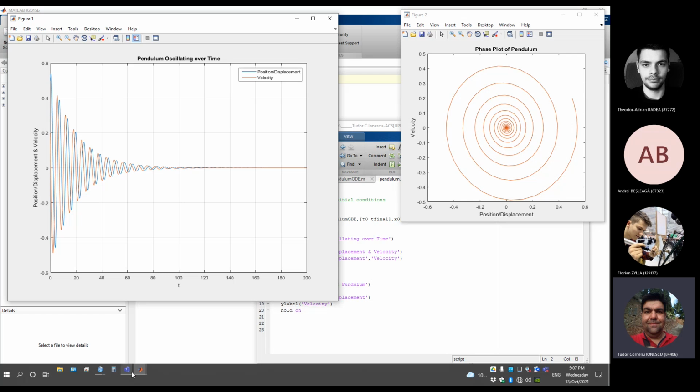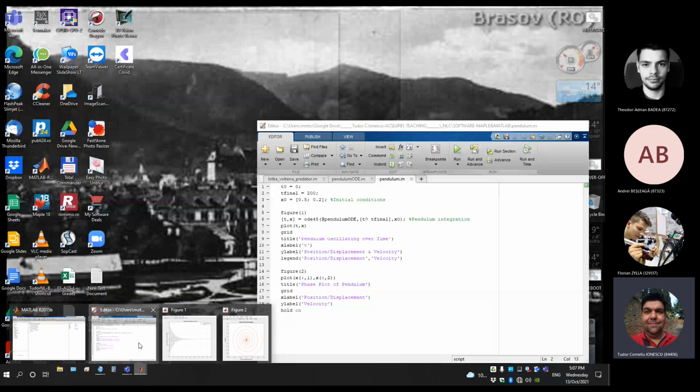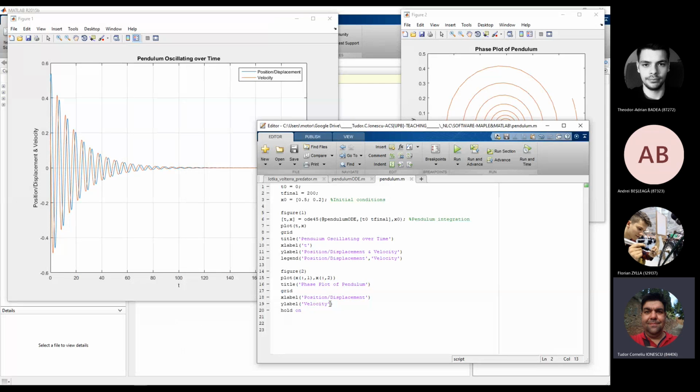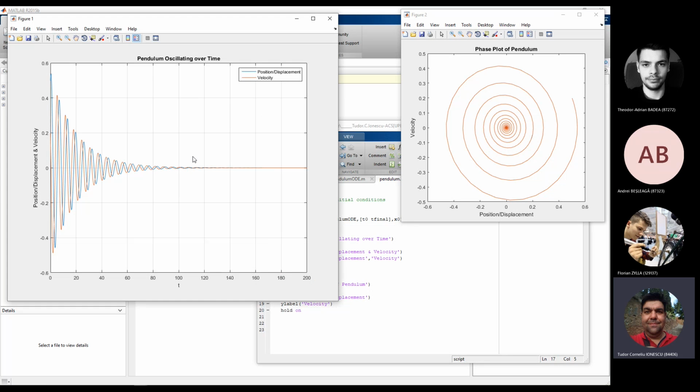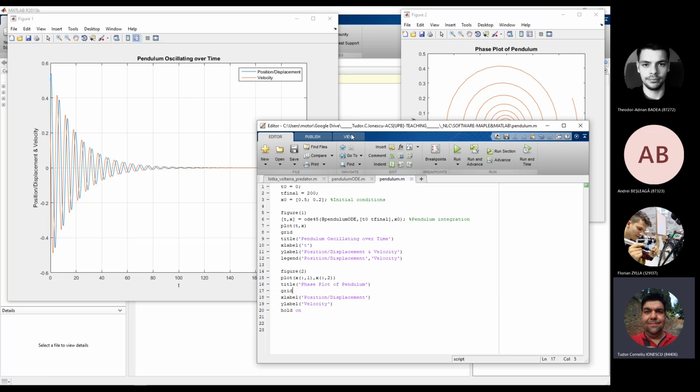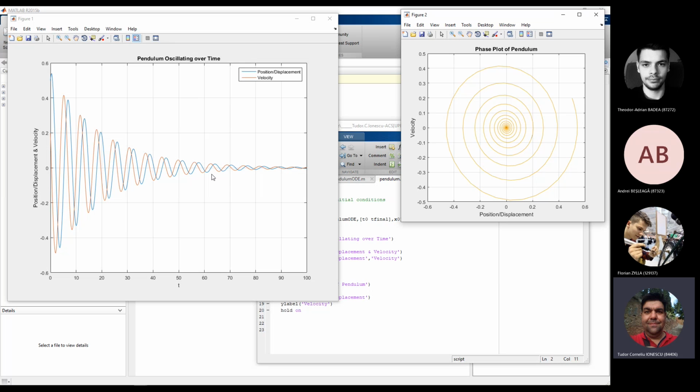I should also get some grid onto the second plot. Phase plot grid. Why isn't it doing it? It doesn't show a grid, but anyway, never mind. So you see, this is the time plot and this is the phase plot. The initial condition doesn't change many things around here. Let's put this to 100 so we can easily see something. Yeah, you see, it's dying out.